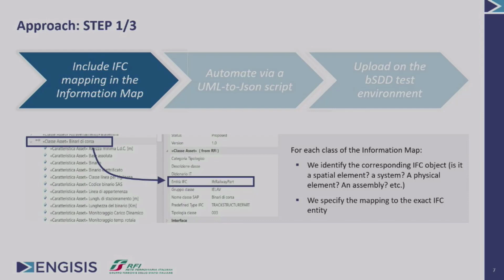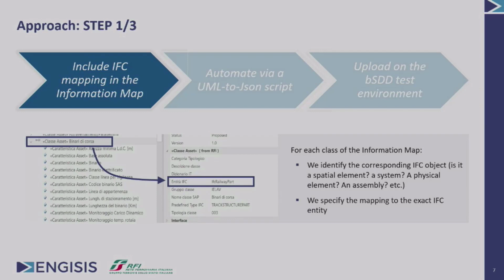First step, as I said, is including the IFC mapping in their information map, so in their UML model. Basically, since we already had asset classification for each of their assets, we worked with their experts to understand which corresponding IFC entity we could map each one to. For example, if we had something that resembled a rail, we needed to see if it was a spatial element for them or a physical object. They also have a lot of systems, so we had to understand if these could be mapped toward IFC group, IFC system, or assemblies.